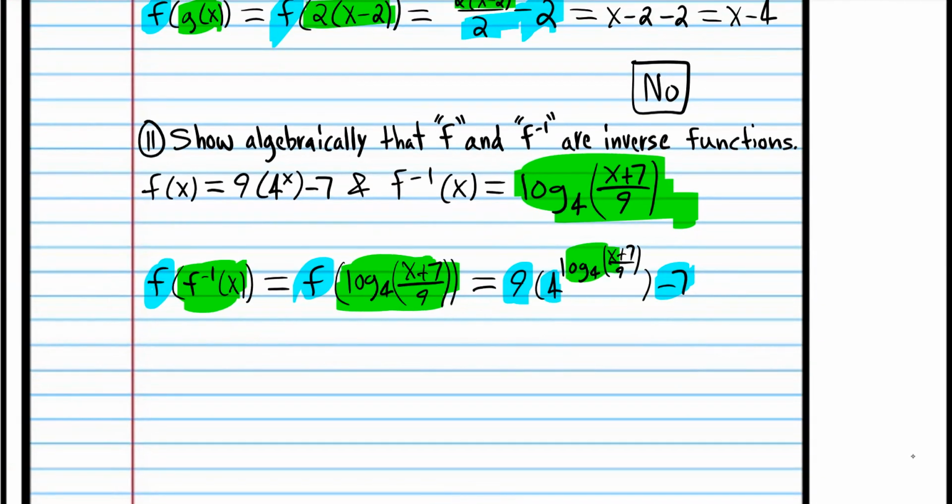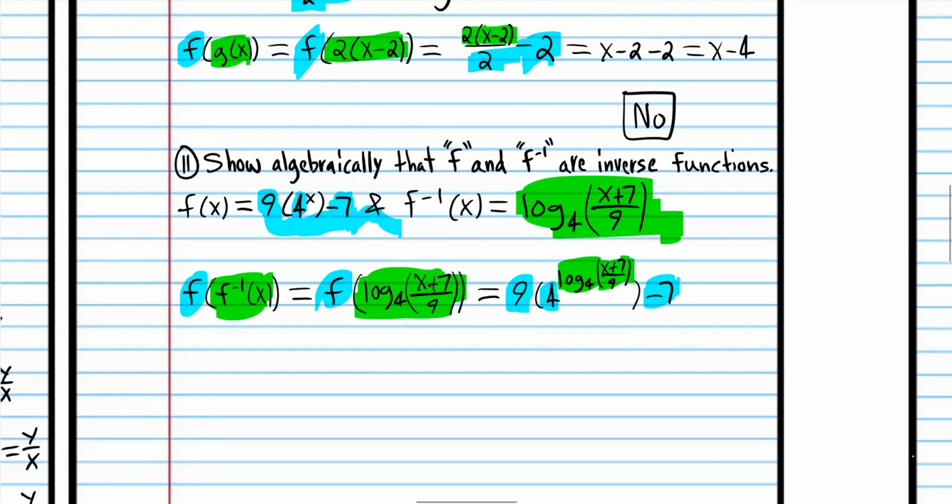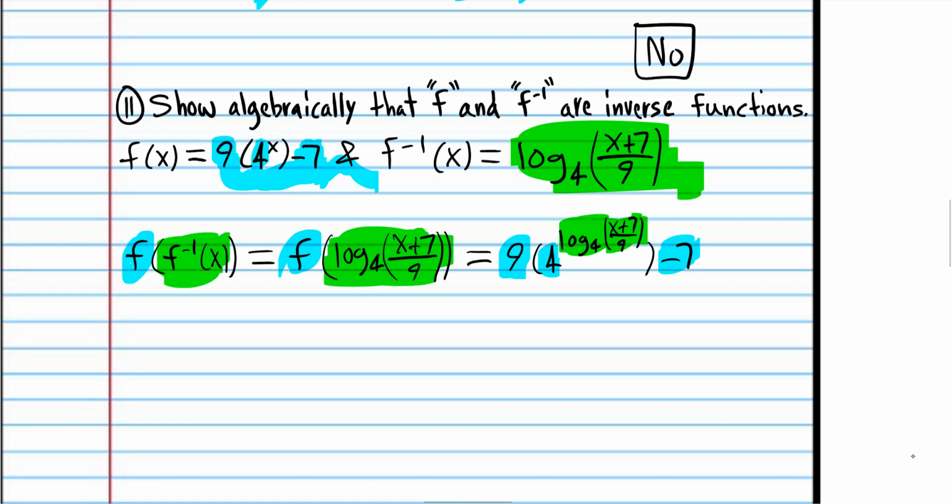So again, that is the green function. So I plugged in the green function into the blue function. The blue function is f. You don't need to use all these colors when you do the test, obviously, but the colors are just to show you what's happening here. So now let's simplify and see if we get x. If we get x, that means that they're inverses.